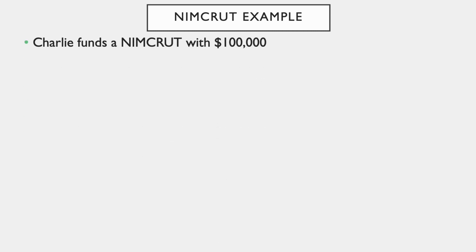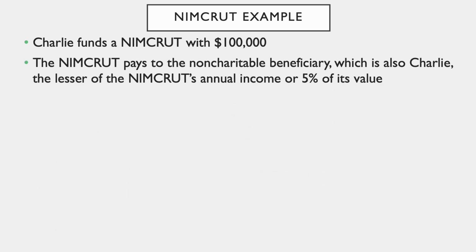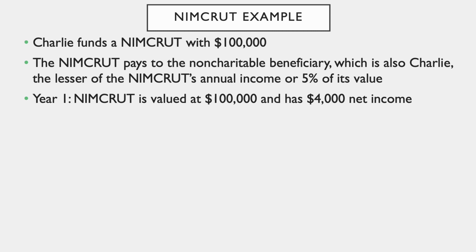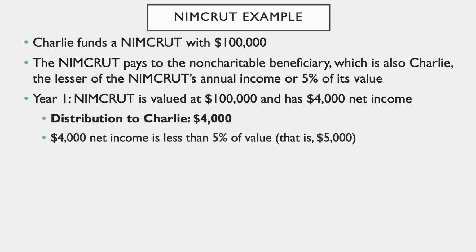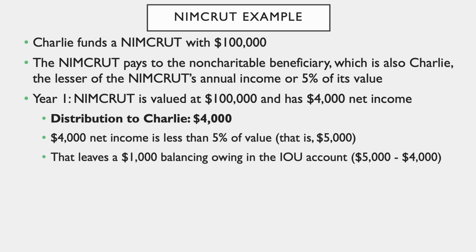Charlie funds a NIMCRUT with $100,000. The annual Unitrust amount payable to the non-charitable beneficiary, which is also Charlie, is the lesser of the NIMCRUT's annual income, or 5% of its value. In the first year, the trust assets are valued at $100,000, and the trust has $4,000 net income. The distribution to Charlie will be $4,000 because the net income of $4,000 is less than $5,000, which is 5% of the trust value.